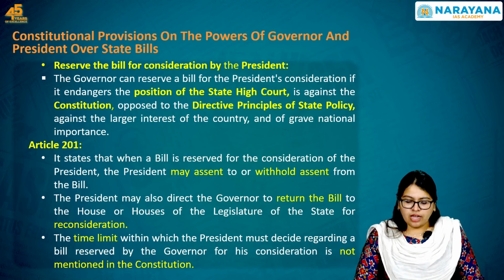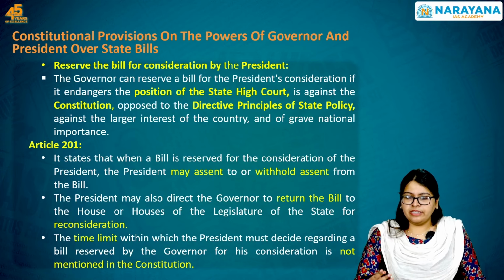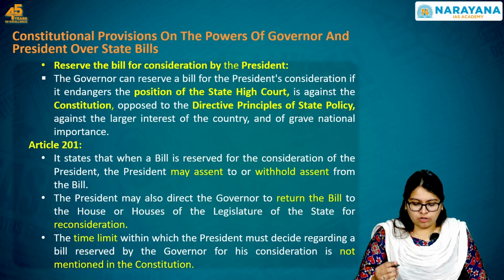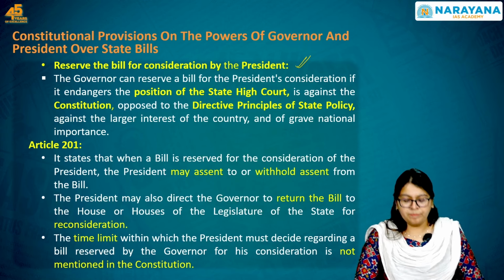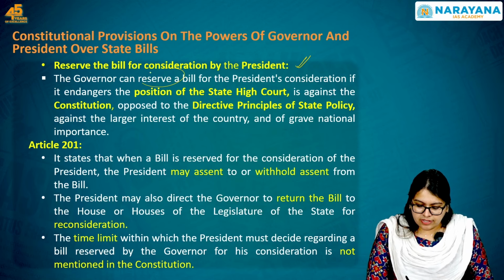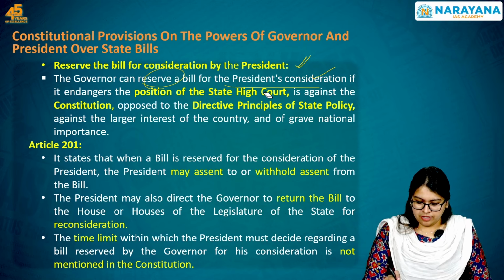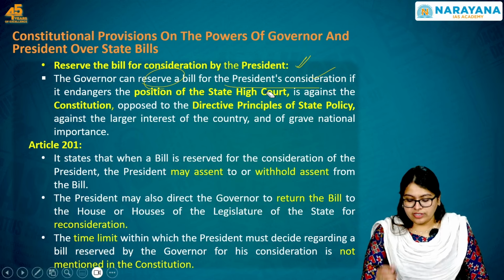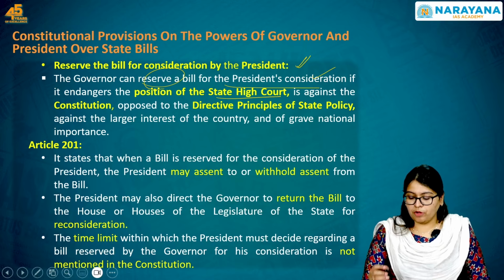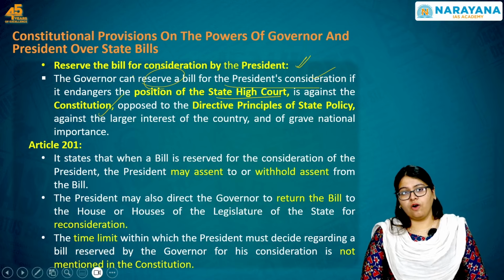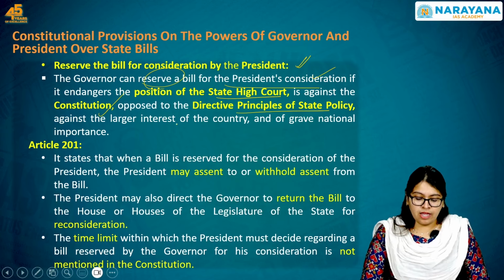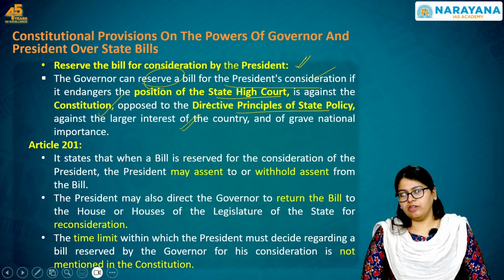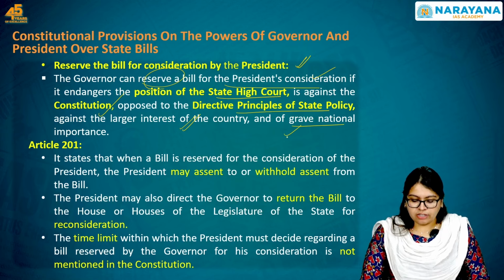The next option that the governor can resort to is to reserve the bill for the consideration of the president. The governor can reserve a bill for the president's consideration if it endangers the position of the state high court, or it is against the Constitution, or against the DPSP, the Directive Principles of State Policy, or against the larger interest of the country, or of any grave national importance.